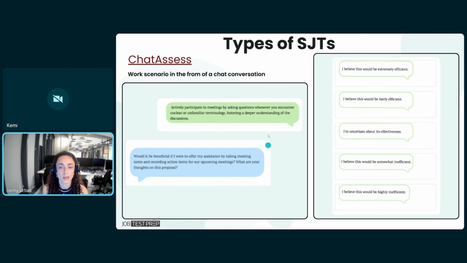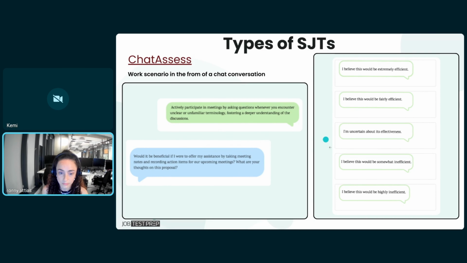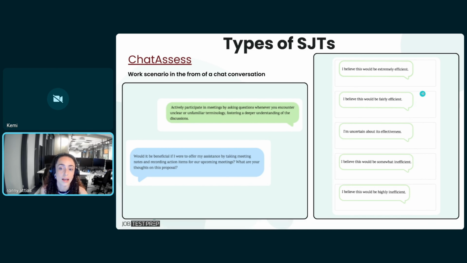And then the response that you have here kind of resembles the scales that we saw before, where you rate. In this case, it really is a bunch of different options. It goes from, "I believe this would be extremely efficient," to, "I believe this would be highly inefficient," and then everything in between. So again, in a similar way to do you agree or disagree with a statement, it's just presented a little bit differently. In this case, we would want to say that we believe that this is extremely efficient.